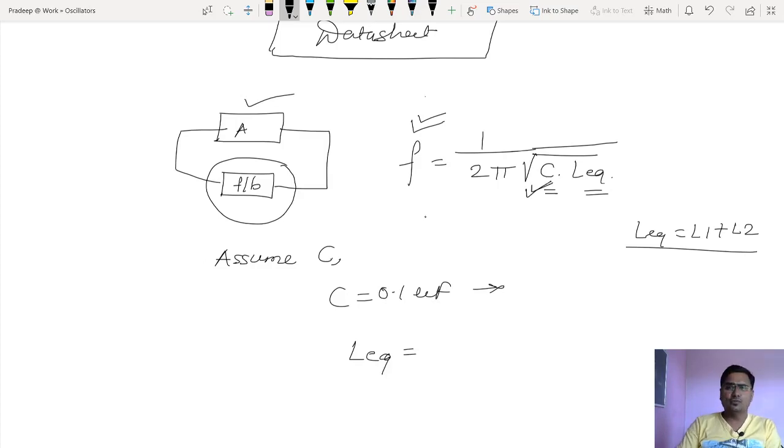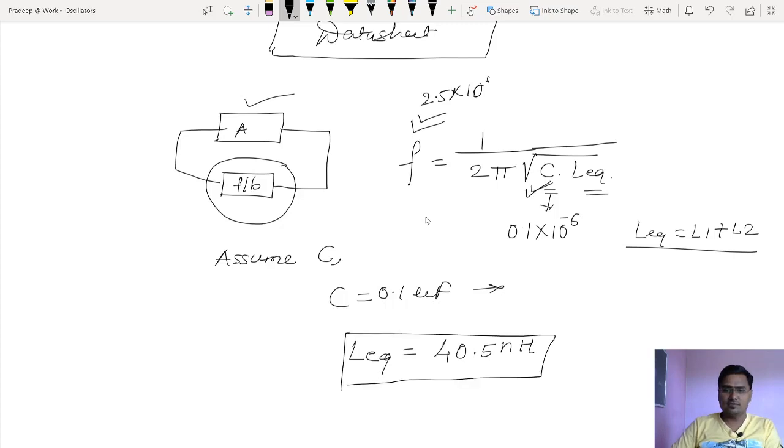Let me put the values, it is 2.5 multiplied by 10 raised to 6. This is the value 0.1 multiplied by 10 raised to minus 6. If I calculate this with the calculator, then I'll get the value is 40.5 nano henry. Nano means 10 raised to minus 9. So this is what I'm getting as the value of L equivalent.